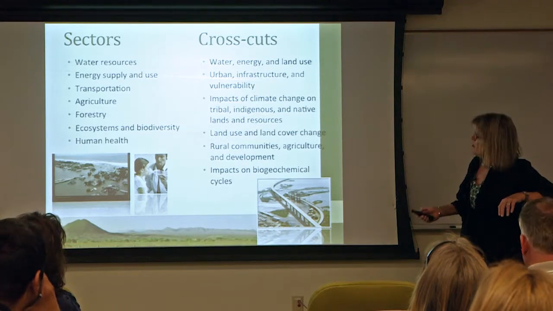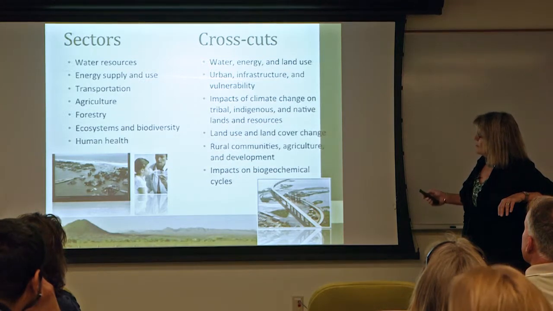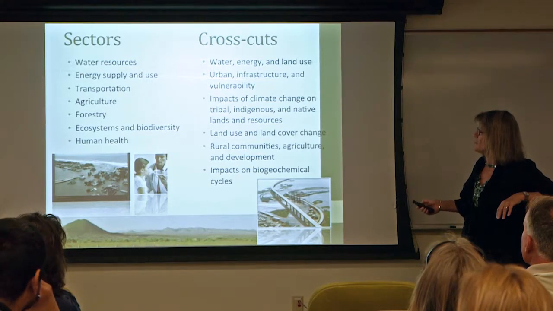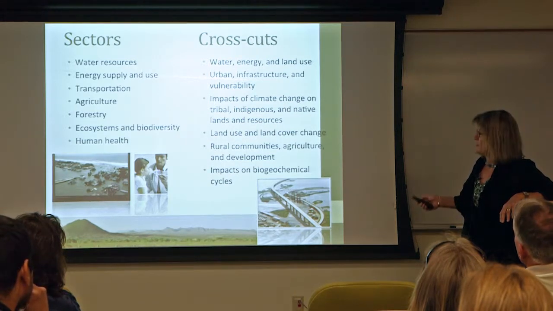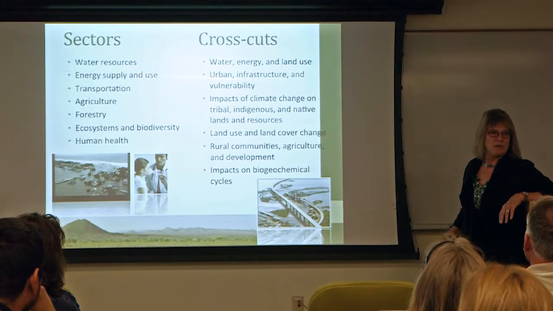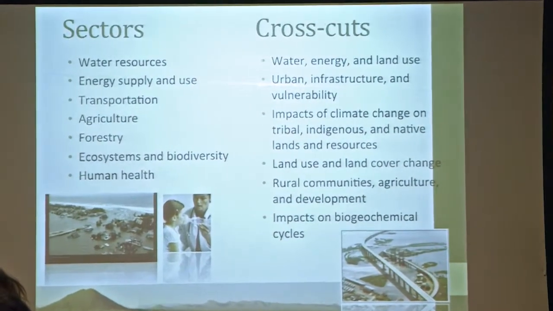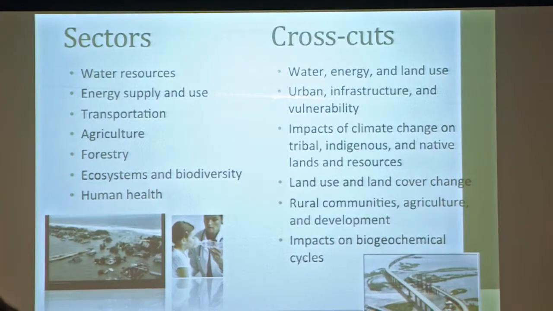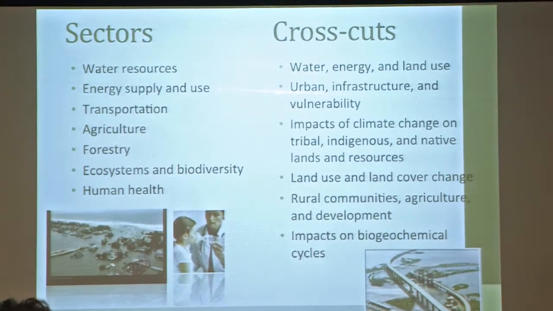Okay, so the National Climate Assessment looks at a variety of sectors, as well as some sectors that cross, that interact with each other. So not just water resources, but how does water and energy and land use interact with each other? So these were new to the third assessment, these new things. Notice also that three of them have to do with people, places where people are involved. So urban systems, tribal and native systems, and rural communities were components of this. I worked on the ecosystems and biodiversity sector, as well as the impacts on biogeochemical cycles in the urban sector.